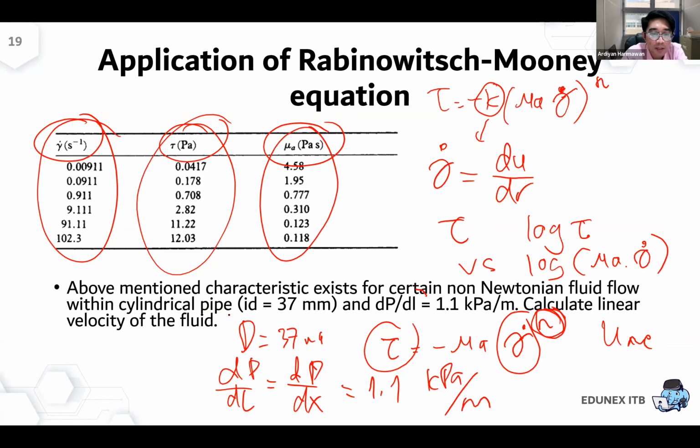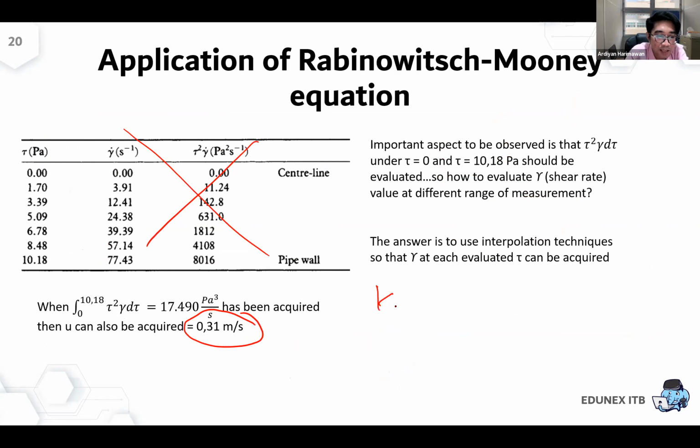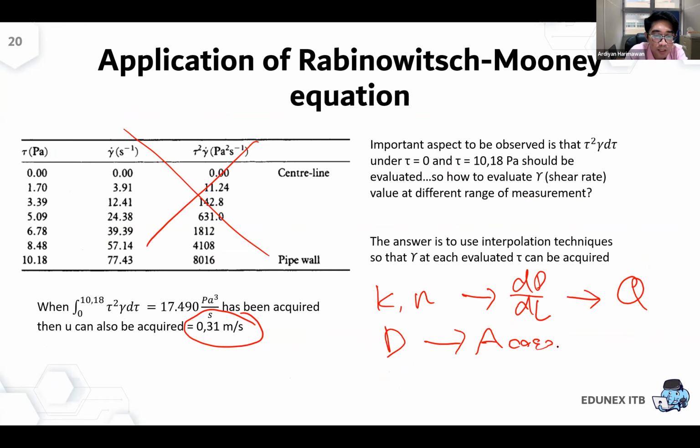How to calculate? From this figure, log tau versus log and so on, you can get K and N. Then you have the value of dP over dL, so you can get the Q. From the diameters, you can get the cross-sectional area A, then the average velocity will be Q divided by A.